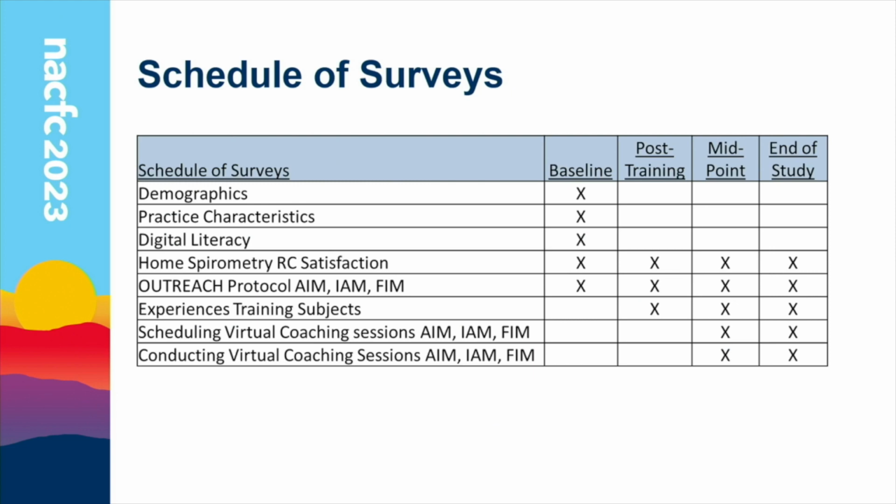Here's the schedule of surveys. I already mentioned the baseline survey and the post-training survey, but for the midpoint survey, there are questions on CRC experiences after 3 to 6 months of training outreach participants on home spirometry. Questions like satisfaction with scheduling, training materials, et cetera. And we repeated the AIM, the IAM, and the FIM to assess the overall outreach protocol, and a new AIM, IAM, and FIM to assess scheduling, conducting virtual coaching sessions.